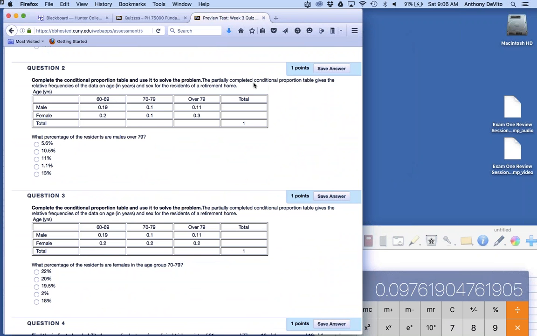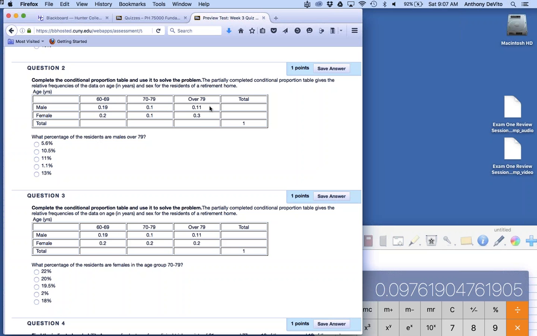Complete the proportion table and use it to solve the problem. A partially completed conditional table gives the relative frequencies of the data on age in years and sex for the residents of a retirement home. Okay, so let's see what we have here. According to this, 19% of the people in this retirement home are males between 60 and 69. 10%, 0.1, are males between 70 and 79, and 11% of the entire population is males over 79.